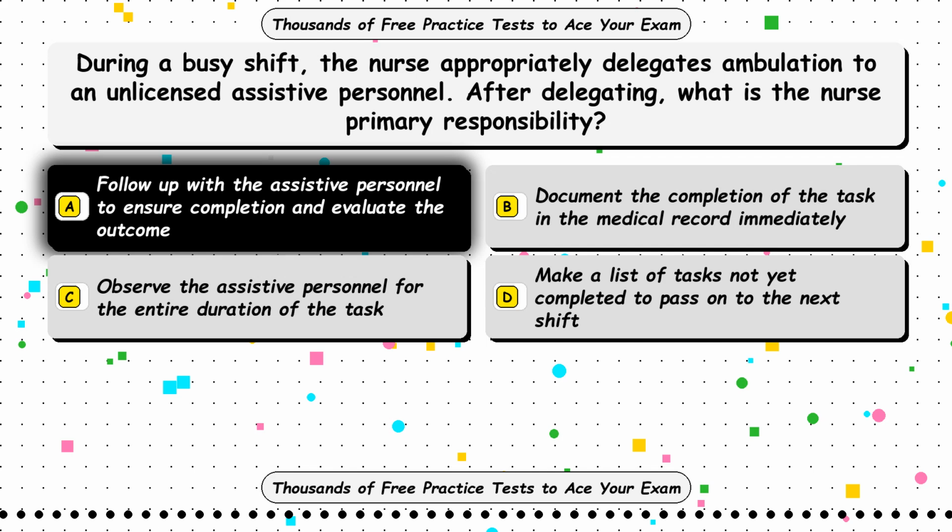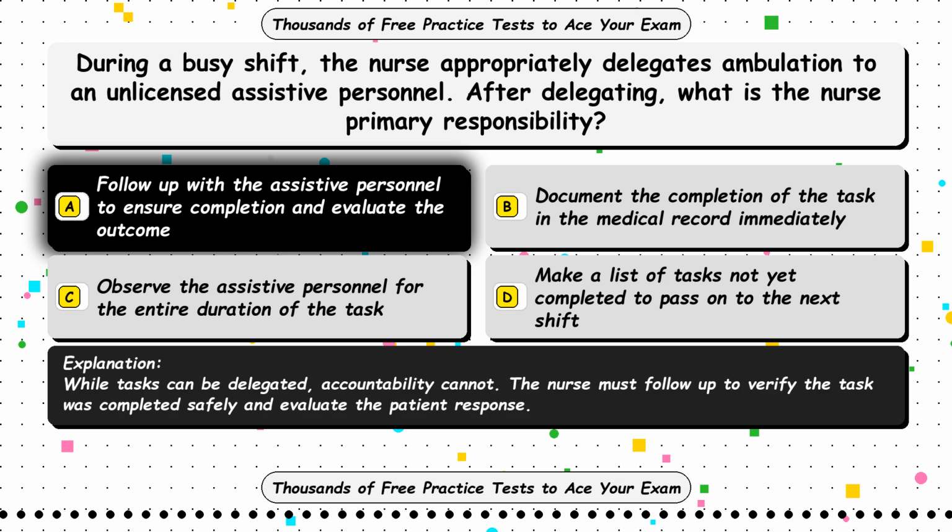The correct answer is option A. Follow up with the assistive personnel to ensure completion and evaluate the outcome. While tasks can be delegated, accountability cannot. The nurse must follow up to verify the task was completed safely and evaluate the patient response.